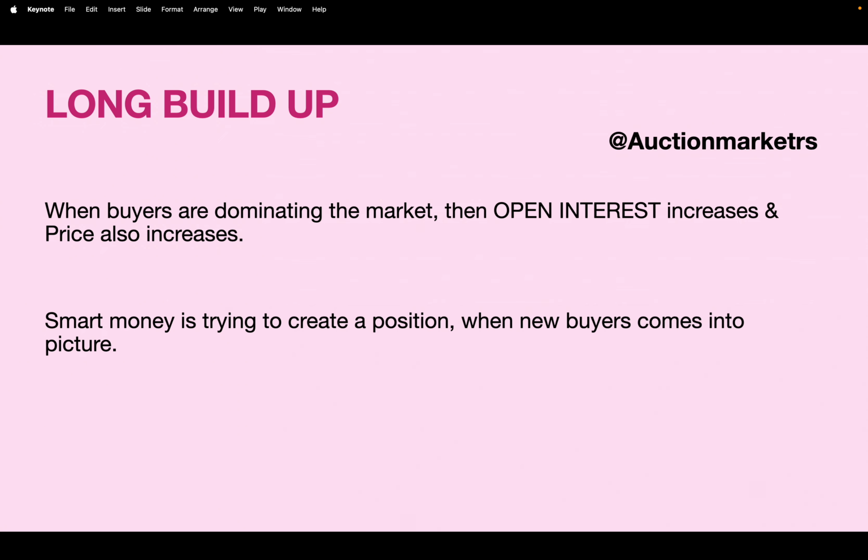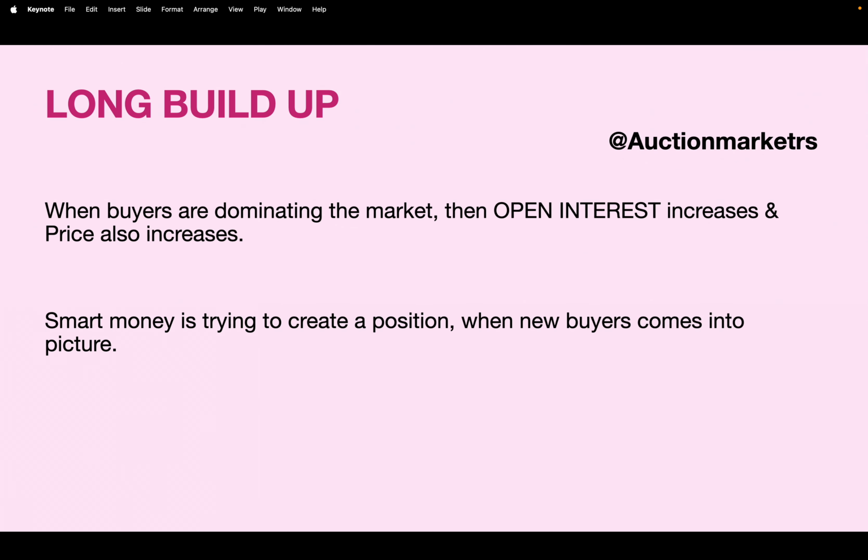That means some smart money players are trying to create hype in the market, or they're trying to push the market upside. And when new buyers come into the picture, that's how we create an open interest and increase it whenever a contract gets closed. This is how we add on to the open interest. Okay, long buildup is clear.